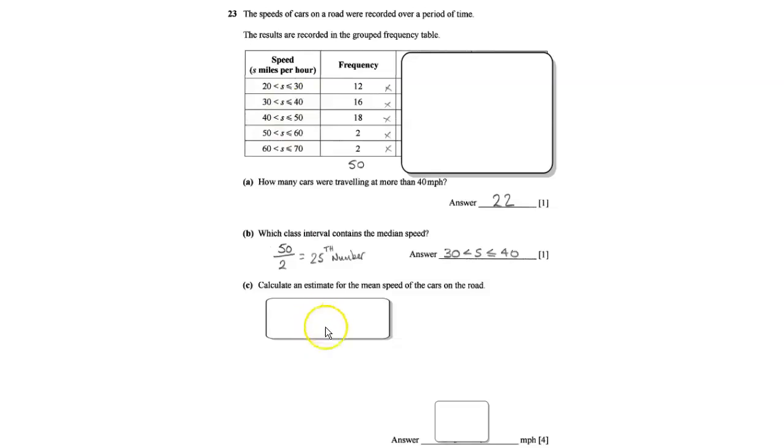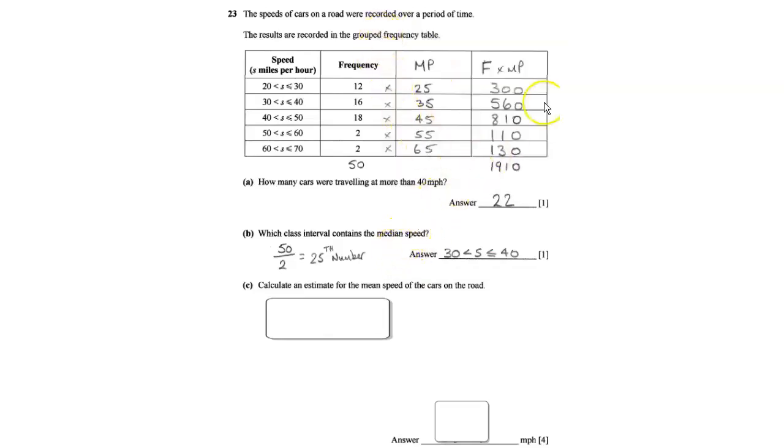The next one is calculate an estimate for the mean speed of the cars on the road. This is when you have to create a couple more columns, which is the midpoint, and you're multiplying the frequency and the midpoint. To get the midpoint, we can add both of these up, 20 and 30, which is 50, and then divide by 2, which is 25. Or if they're quite easy numbers, you can work out more or less where the middle is. So 25, 35, 45, 55, and 65. These are the midpoints. So 40 plus 30 is 70, divided by 2 is 35.